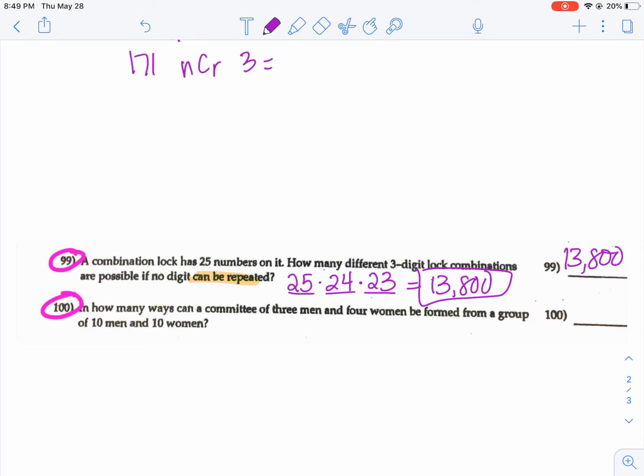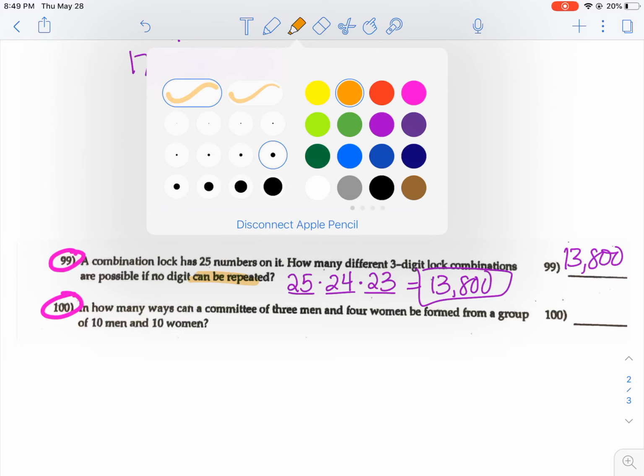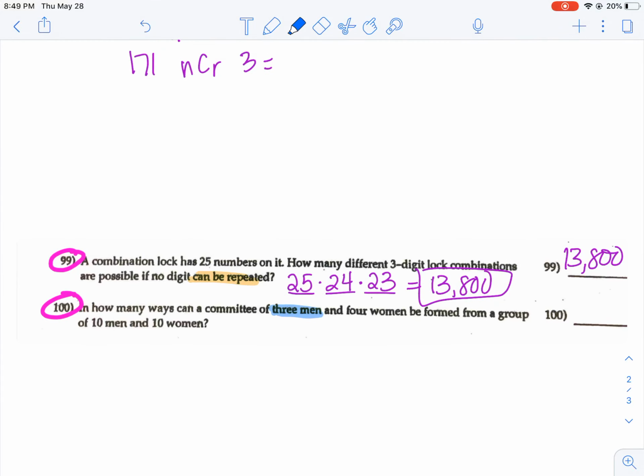Okay, and then 100 is 2 combinations multiplied together. So it's saying I need 2 groups, right? I have 3 men out of 10. That's one combination. And then you have 4 women out of 10 women. So you can do 2 different combinations. My first one's with the men, combination 10 choose 3. And then we're going to multiply that by the combination with the women. There's 10 total women, we're choosing 4. So on the calculator, you want to do 10 combination 3 times 10 combination 4. And we get 25,200.